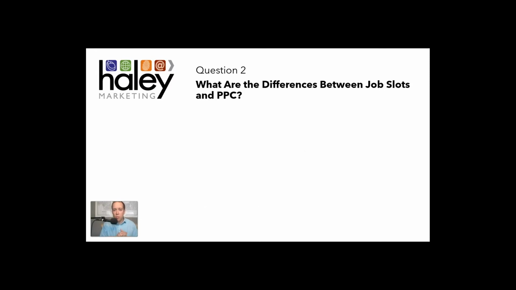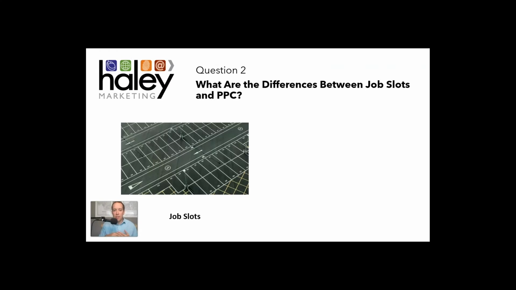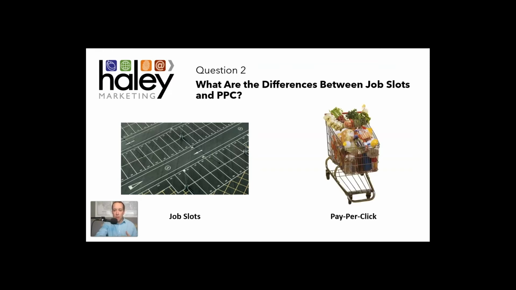The second question, what are the differences between pay-per-click and job slots? Right, job slots are the traditional format, right? The classified ad. You're paying for the presence of your job postings. You're paying the same amount of money regardless of the results. Your cost is going to be the same if you receive 1 application or 10,000 applications. You're paying for 10 spots, 20 spots on those job boards where you manually swap jobs in and out each month. Pay-per-click model is you pay for performance.